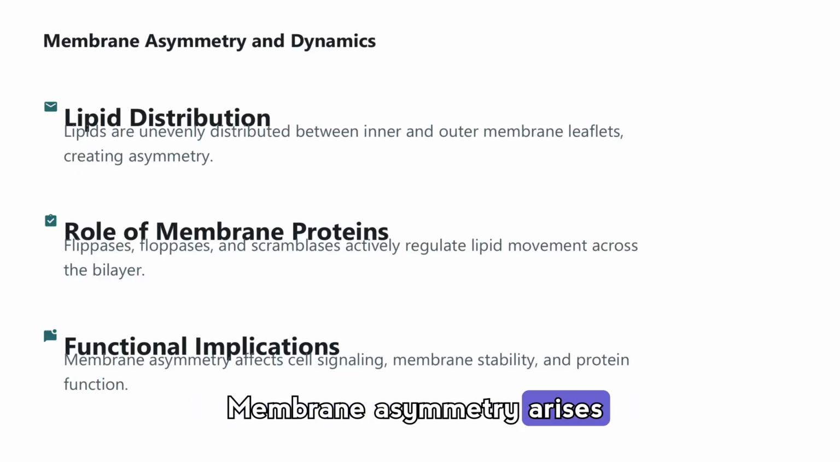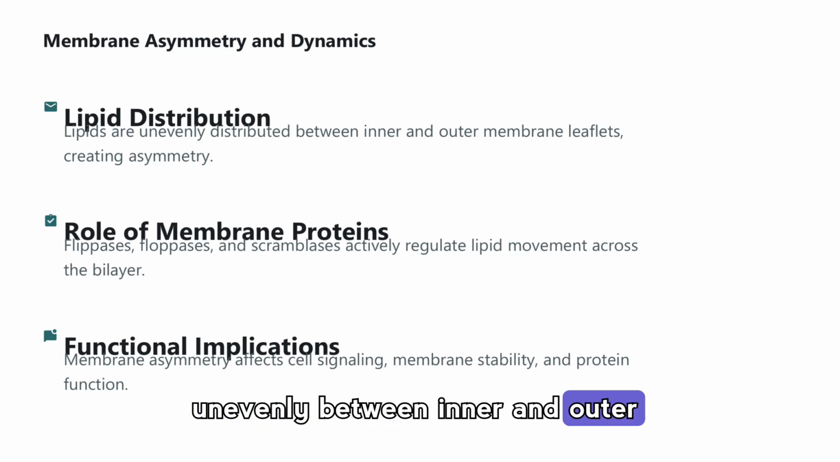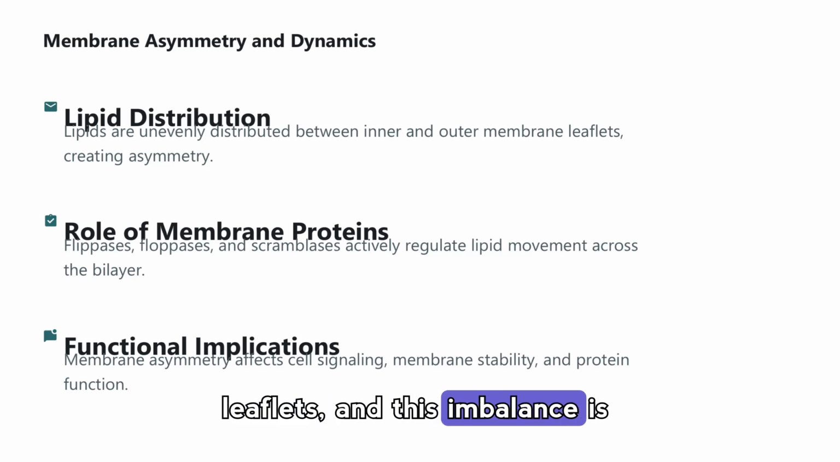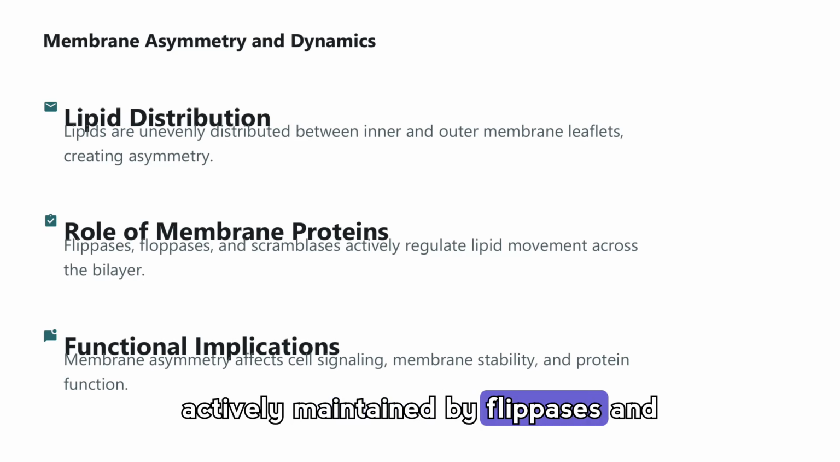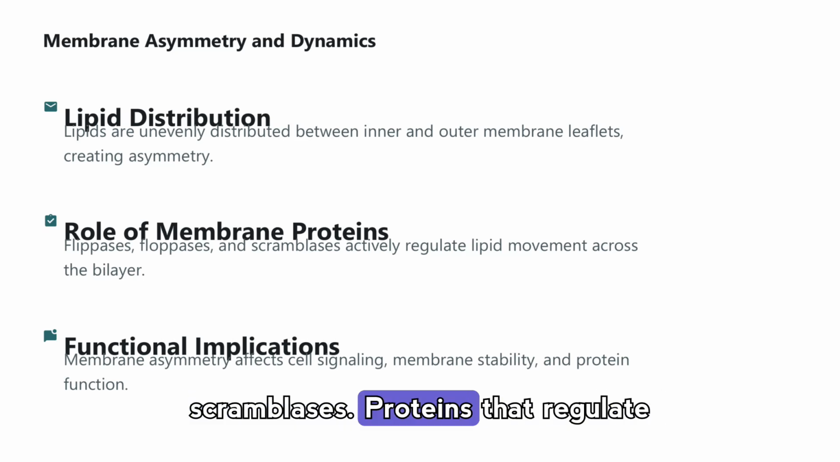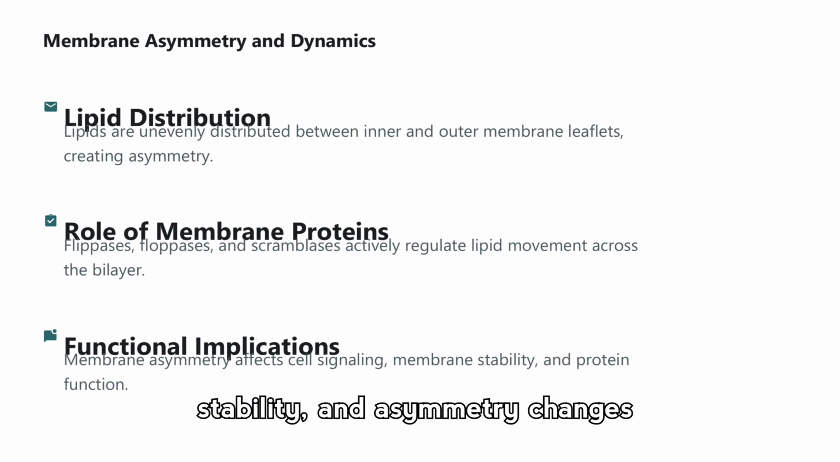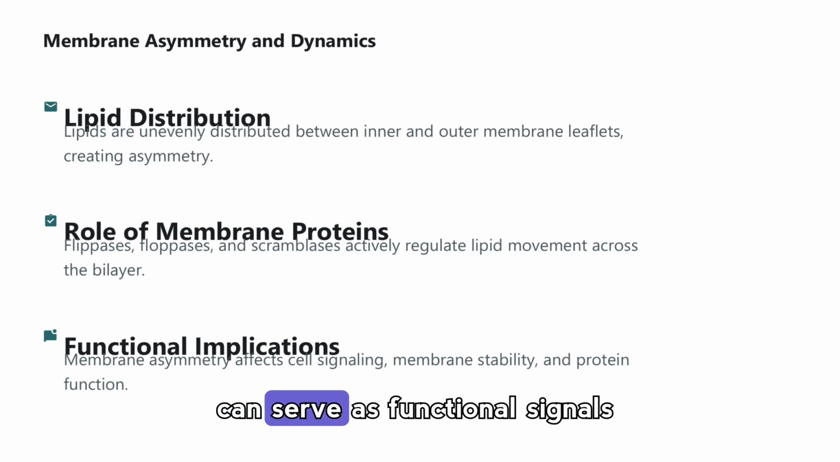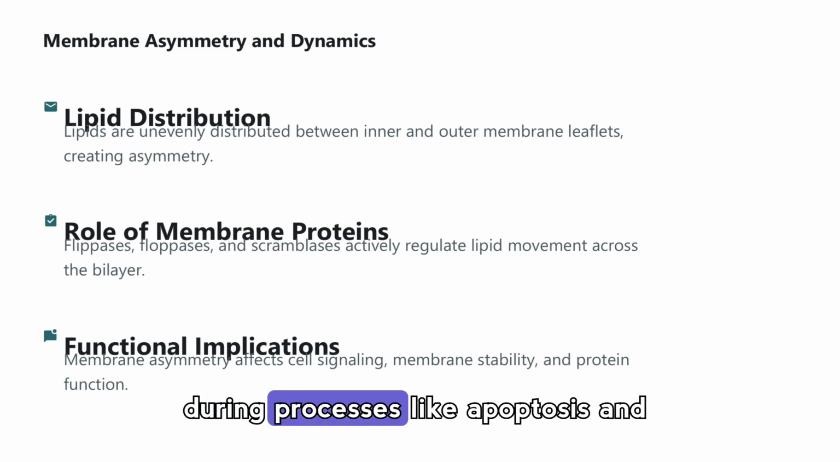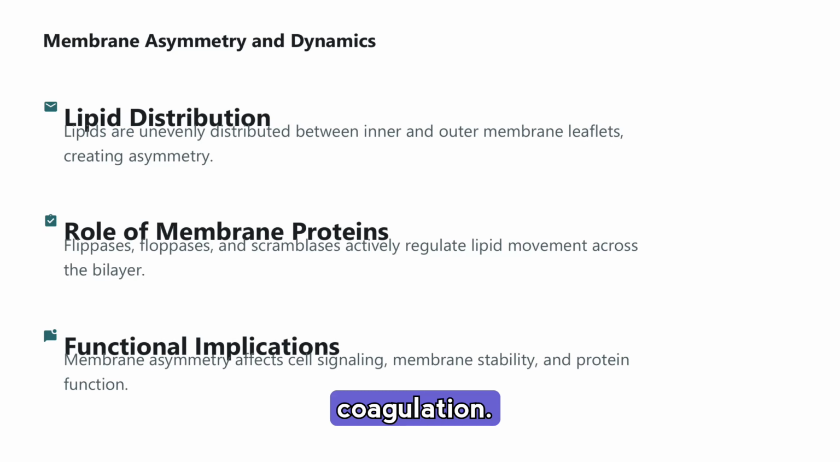Membrane asymmetry arises because lipids are distributed unevenly between inner and outer leaflets, and this imbalance is actively maintained by flippases and scramblases. Proteins that regulate asymmetry influence signaling and stability, and asymmetry changes can serve as functional signals during processes like apoptosis and coagulation.